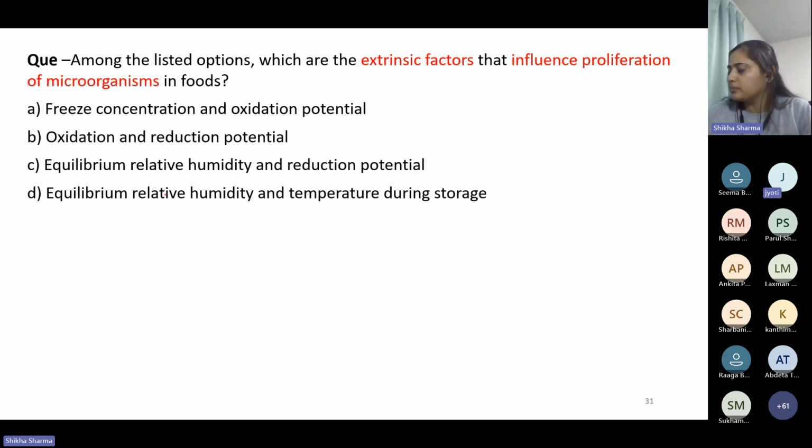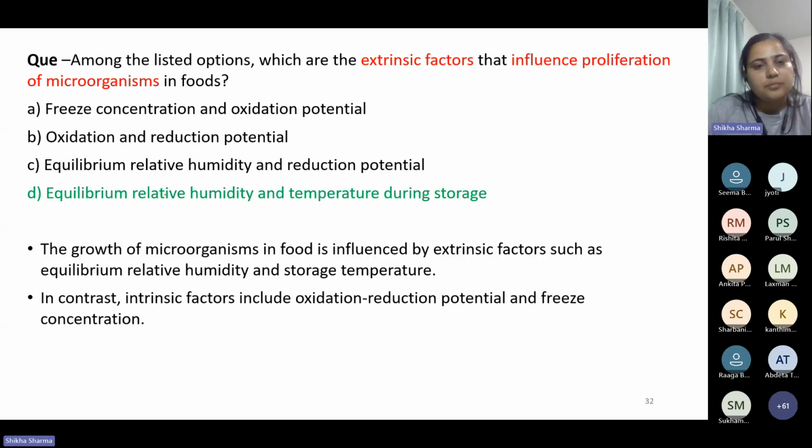Extrinsic factor. Ma'am, option D. D, ma'am. Yes, D, ma'am. Okay, so let's see. Yes, you people are correct.